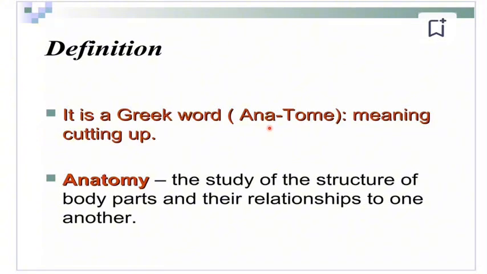So anatomy simply means the study of the structure of body parts and their relationships to one another. For instance, how the heart is connected to the brain, how the heart is connected to the liver, how the heart is connected to the spleen, how the heart is connected to the stomach. That's the relationship between structures, and it's by cutting all those structures up that you can really appreciate how they work together.